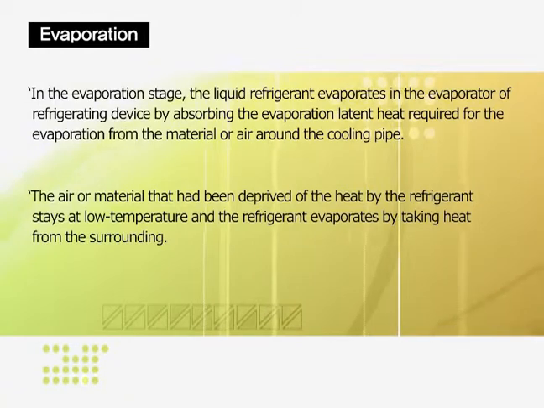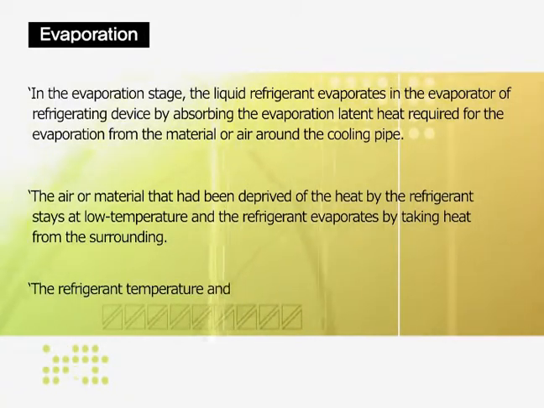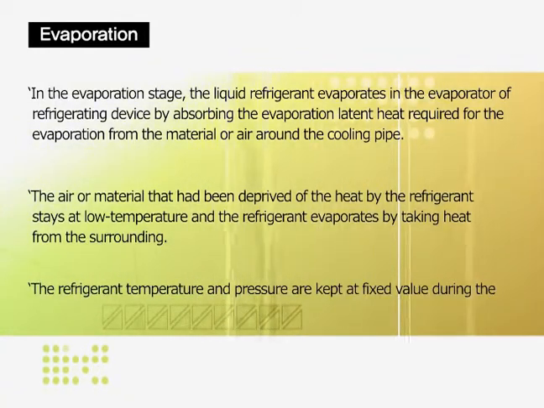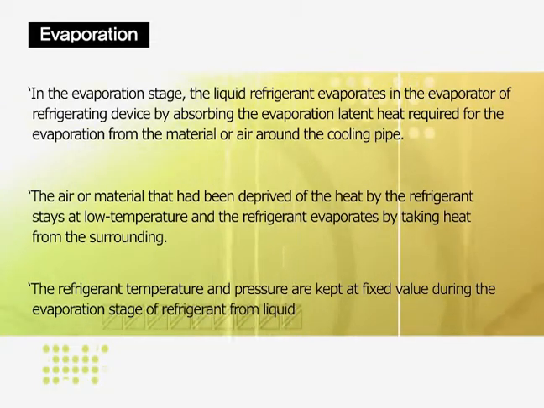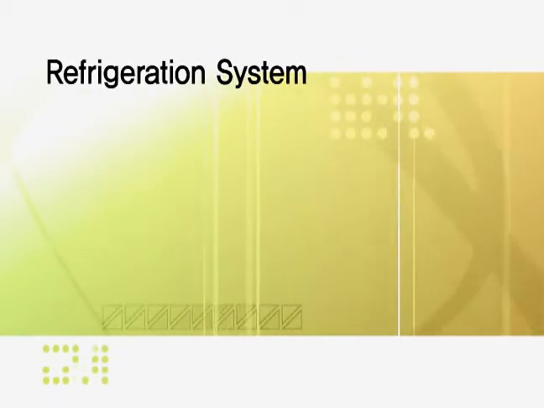The refrigerant temperature and pressure are kept at fixed value during the evaporation stage of refrigerant from liquid to gas phase. Now I have explained to you about the four elements required in the refrigerating device. Next is the basic flow of the refrigeration system.